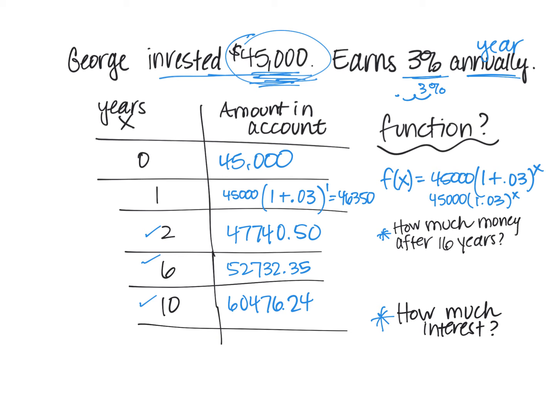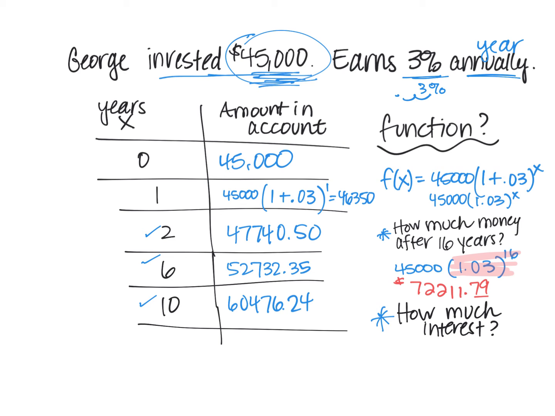Okay, so how much money after 16 years? If you were going to do that, you would do 45,000 times 1.03 to the 16th year. When you type that in, you have to do the 16th power first. Again, I typed it in quickly, so hopefully it's right. I got $72,211.79. Make sure you round because it's money. So that is what I got after 16 years.